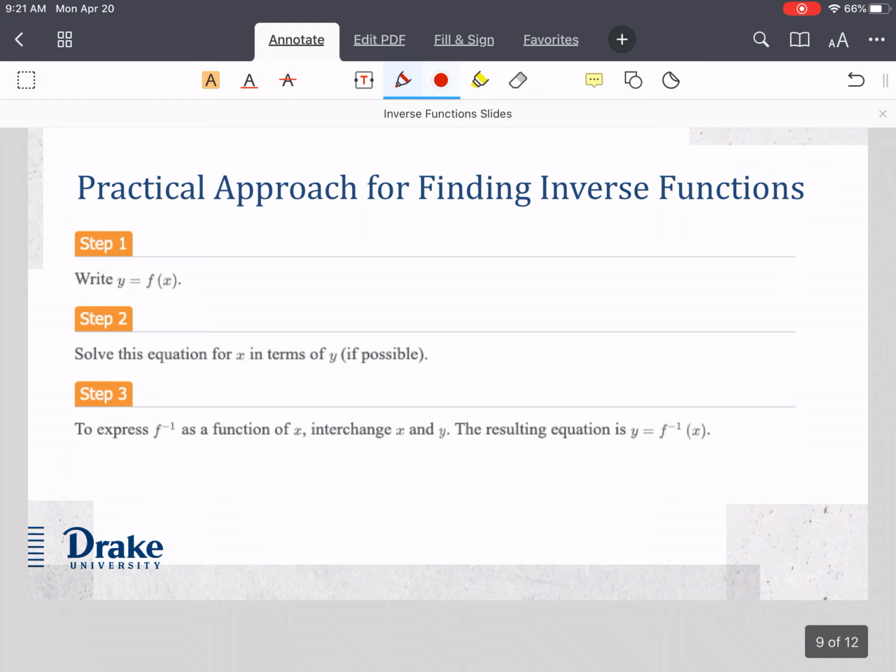So if you'd like a more practical approach for finding inverse functions, here are the steps. You write your function as y equals f of x, and then you solve this equation for x in terms of y. So you isolate your x value. And then, to express the inverse as a function of x, you interchange x and y. So you switch x and y, and the resulting equation will be y equals f inverse of x.